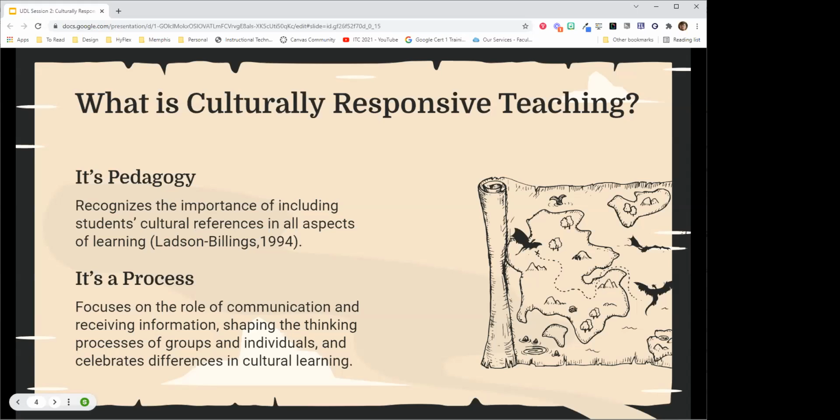We also recognize that culturally responsive teaching is a process. It focuses on the role of communication and how we receive information. It shapes the thinking processes of groups and individuals and celebrates differences in cultural learning. See, we recognize that every student that comes into our room or comes into our class, however we are having that interaction, they come with a specific and unique cultural background. And so we want to make sure that in our culturally responsive teaching, we are focusing on our communication and how our students are receiving the content and information from our class so that we can be responsive to that and celebrate our differences in that way.